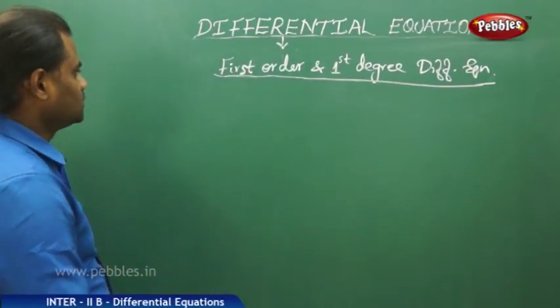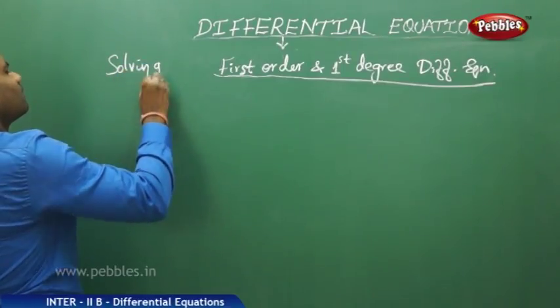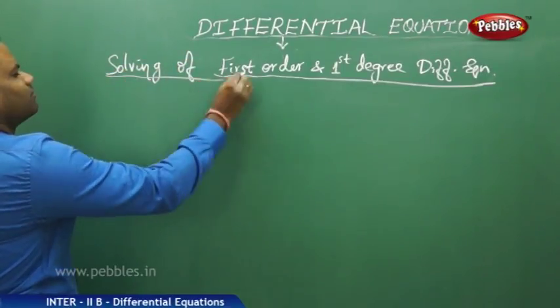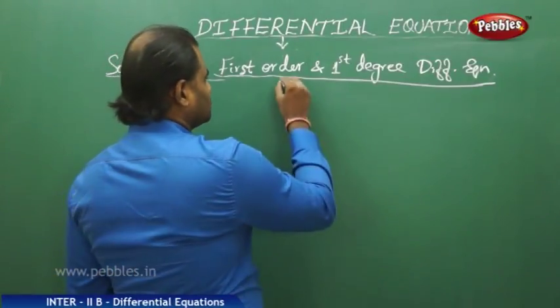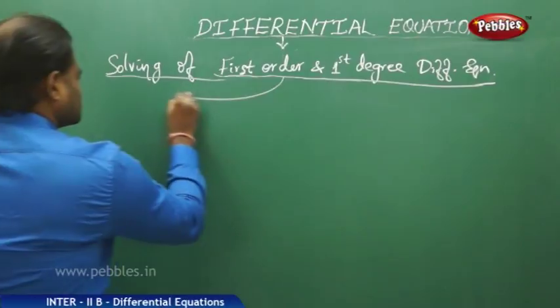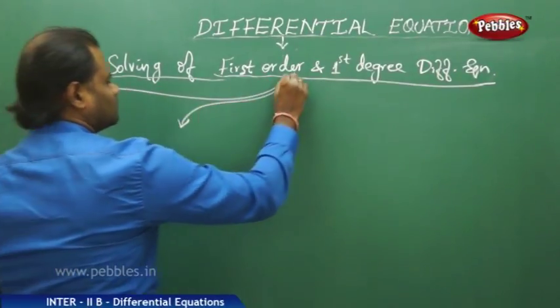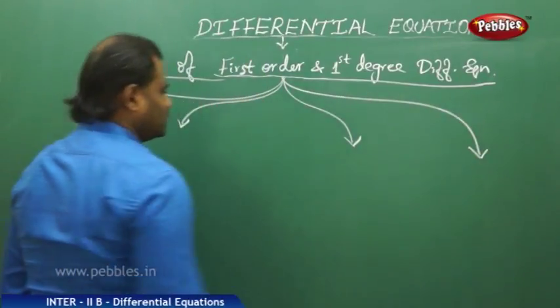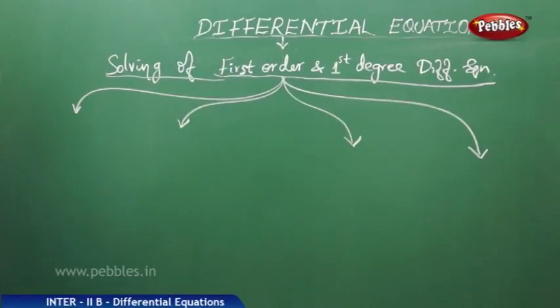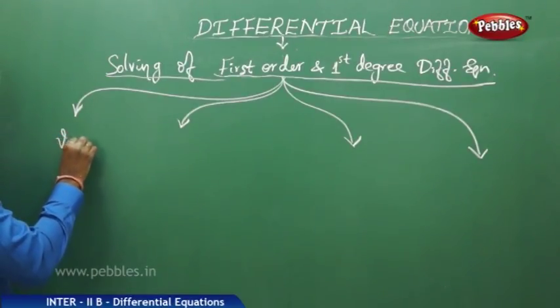So now we'll see solving of first order and first degree differential equations using the four different methods which we have. So let's see all the four methods which we have. The first method is the variable separation method.